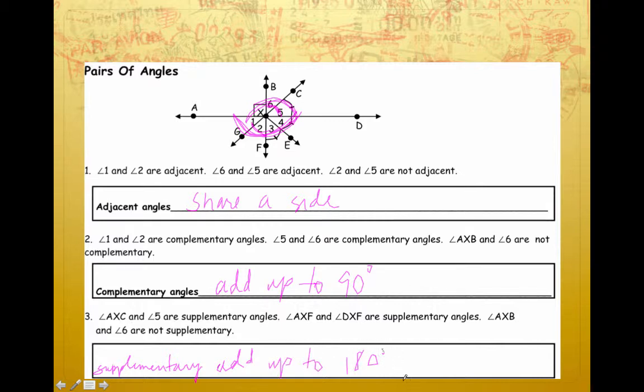180. And honestly, the way that I remember this, which is just made up, so it may not be great, but complementary starts with C like corner, and supplementary starts with S like straight. So supplementary makes a straight line, complementary makes a corner. And that's how I remember which one's which.